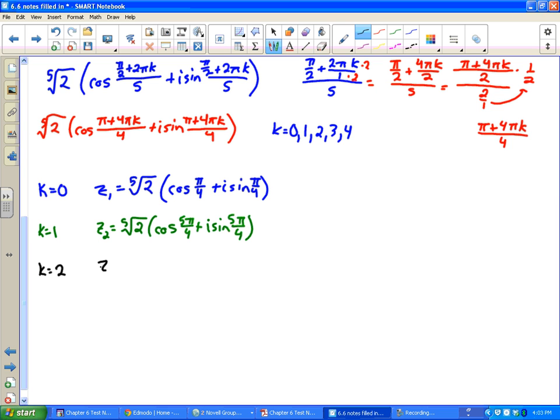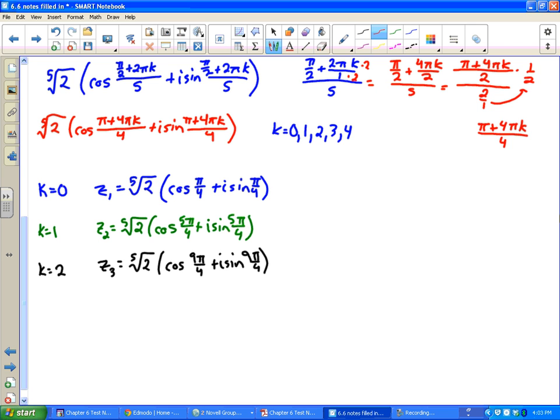Now I want to do k equals 2. So this is our third answer. This is the 5th root of 2 cosine. We're plugging in k is 2. So up here, 4 pi times 2 is 8 pi. 8 pi plus pi is 9 pi on top. So this is 9 pi over 4. And let's just keep going.